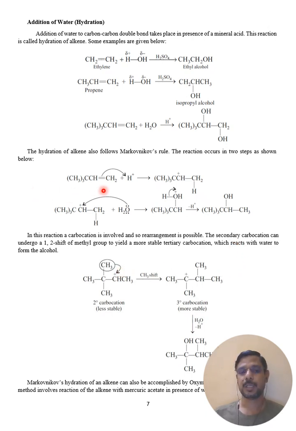Okay, so in this case, what happens when there is a formation of the secondary carbocation according to the Markovnikov rule, but a rearrangement is possible? Because of the rearrangement, we may have a tertiary carbocation which is more stable than the secondary carbocation, right? So once the tertiary carbocation is formed, then the OH minus will attack the tertiary carbocation.